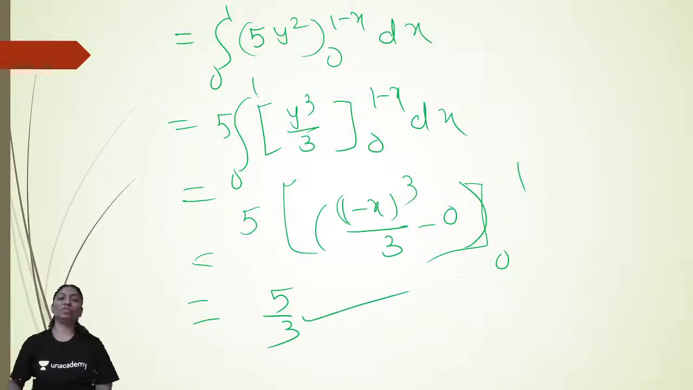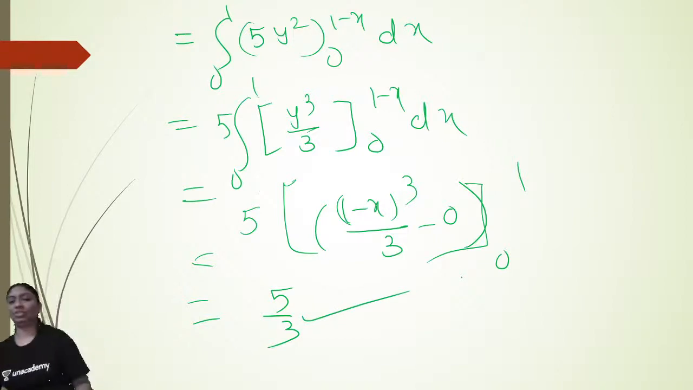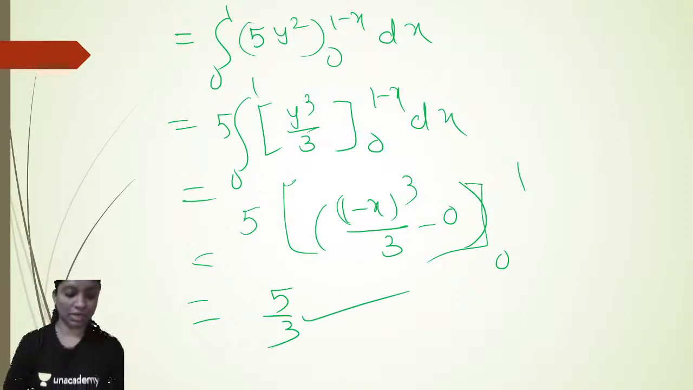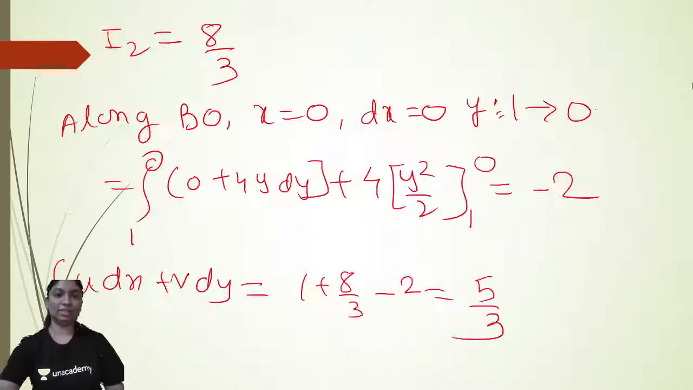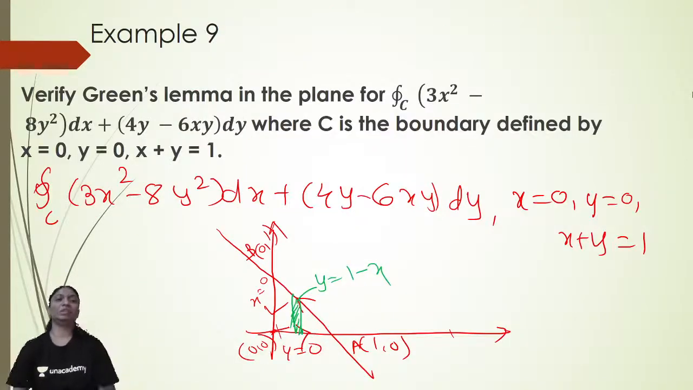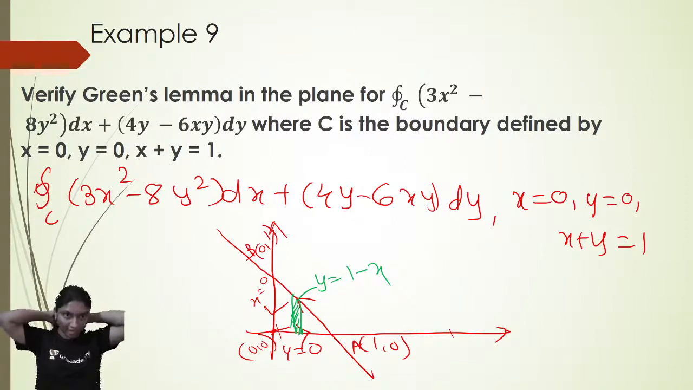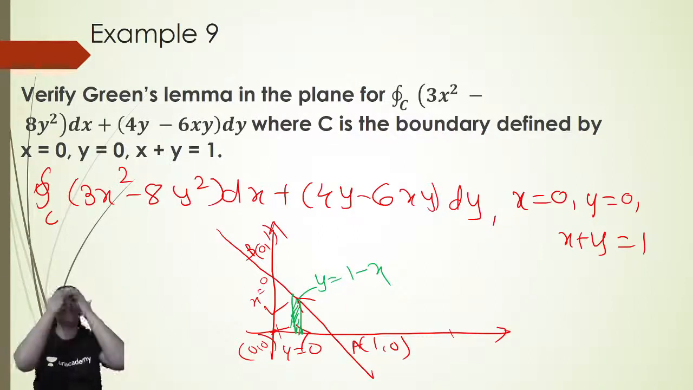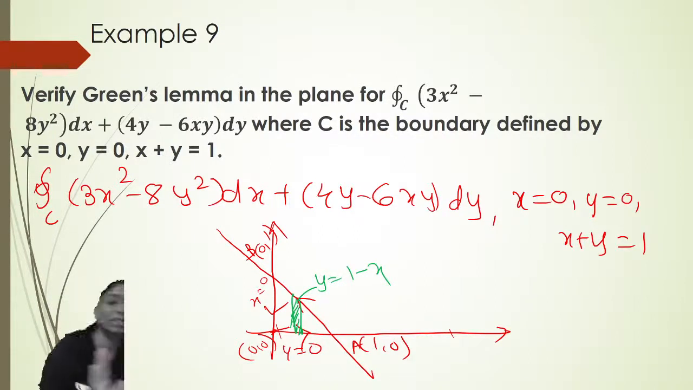So if you observe the LHS and RHS of both the integrals are same, which implies the line integral, Green's theorem is here verified. So in some examples only the line integral is given. We can evaluate the line integral by Green's theorem only.